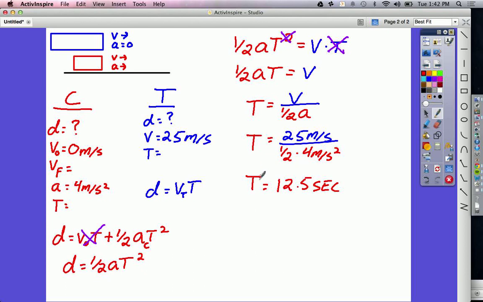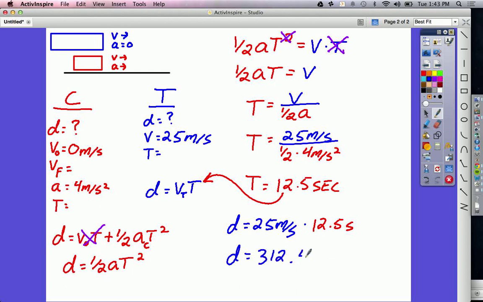Now that we have this time, I'm just going to plug it right into my simplest equation, which is the truck equation. How far does the truck go, which is the same distance the car is going to go, after 12.5 seconds? Well, that's going to be the speed of the truck, which is 25 meters per second, times how long it's going to get to drive, which is 12.5 seconds. And when I plug that in, I get 312.5 meters. And that's how far you'll have gone when you catch back up to the truck.